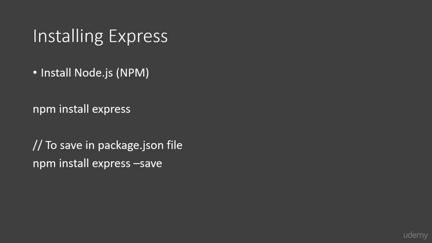So installing Express is really easy. Obviously you need Node.js, which comes with npm, which is Node Package Manager, and we can just install it with npm install express. Okay, and that will put it in the node_modules folder. Now if you want to save it in your package.json manifest file, you just want to add --save to the end.